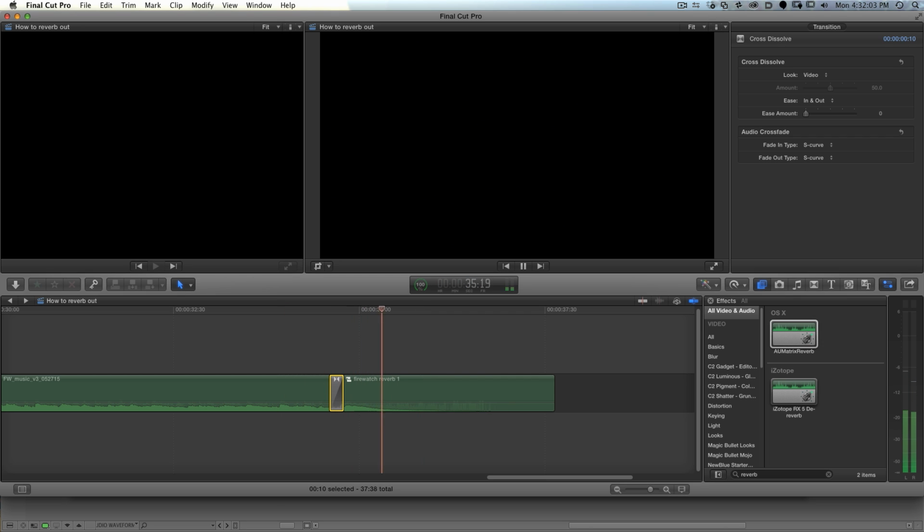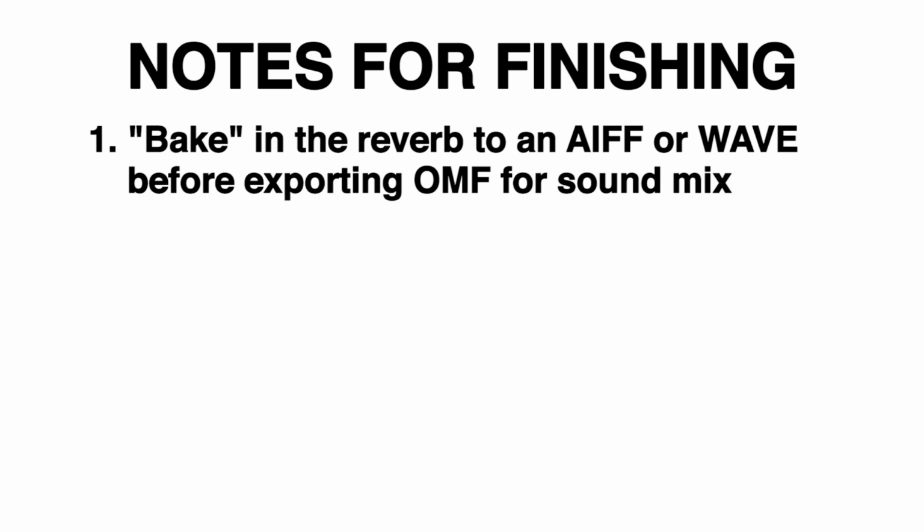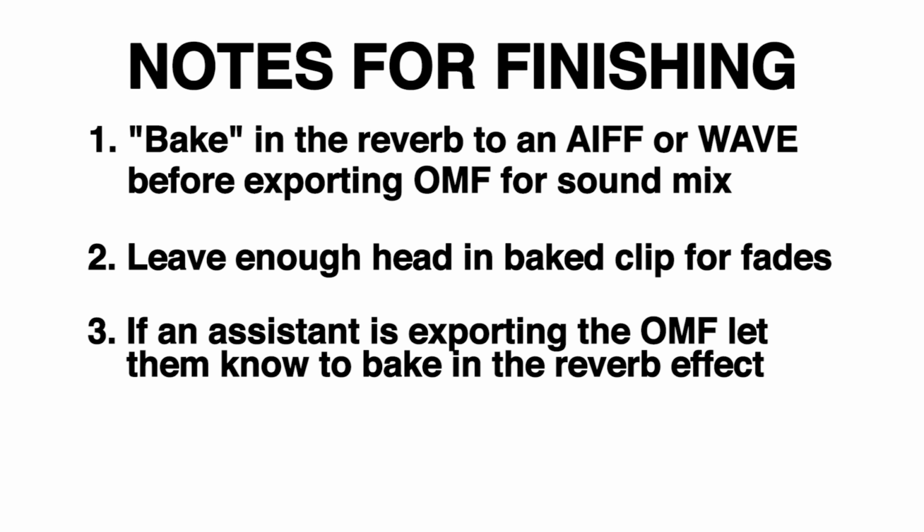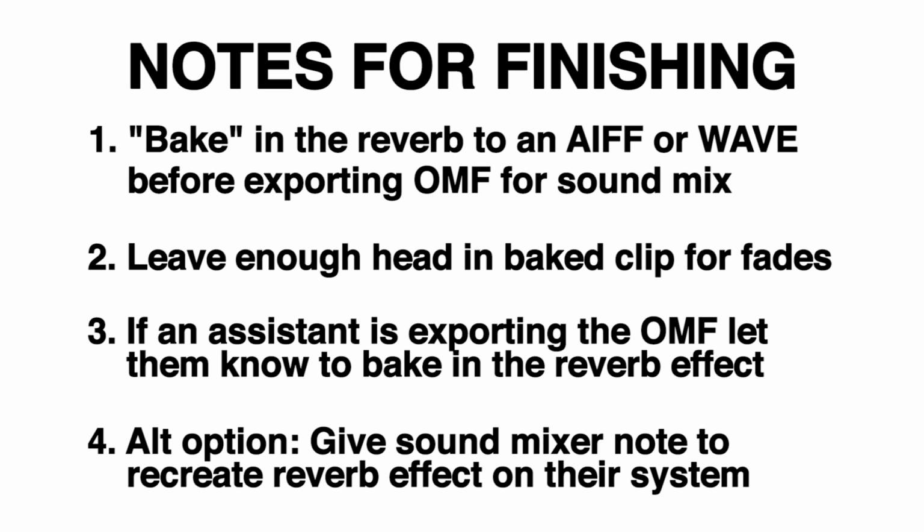All right, lastly, a small finishing note. If you're not doing the final sound mix, make sure that you bake the reverb in by exporting it as an AIFF or wave before exporting your OMF. Also, be sure to give enough head to the clip so the sound mixer can fade between the normal and reverbed clip. If an assistant editor is exporting the OMF, make sure to let them know that there's an effect there so they can do that. Alternatively, just give the raw audio to the sound mixer with a note to recreate the reverb audio. Their equipment is most likely going to be more sophisticated than what you're using in your editing software anyway.